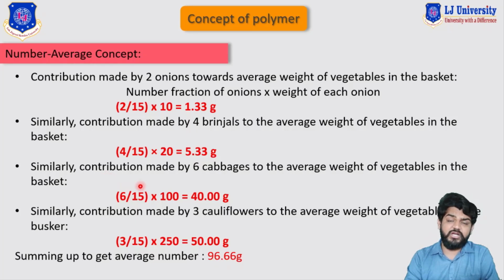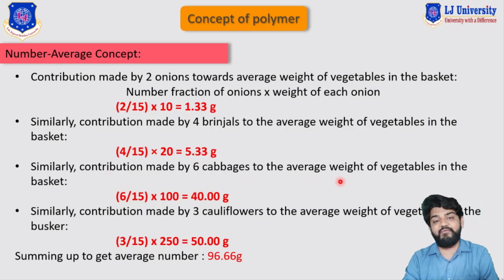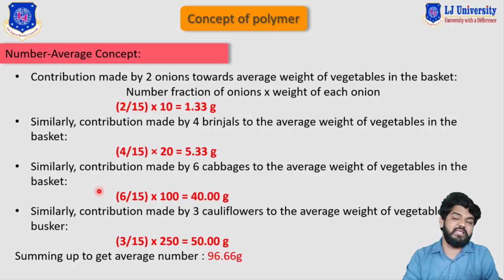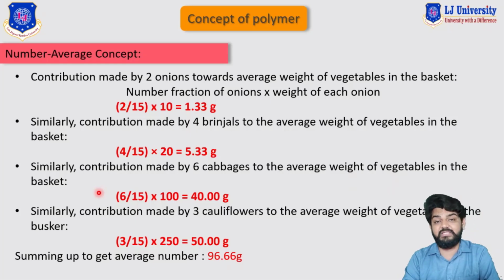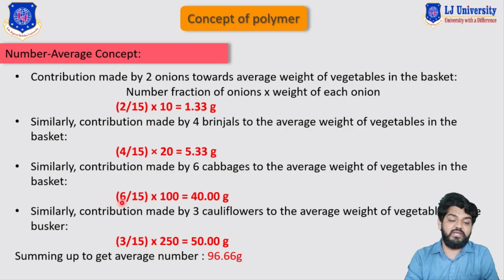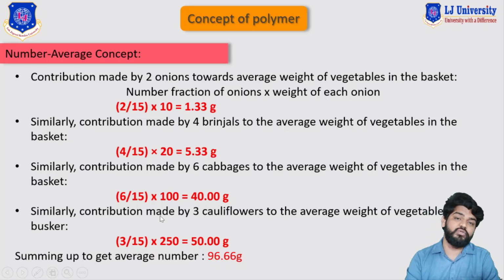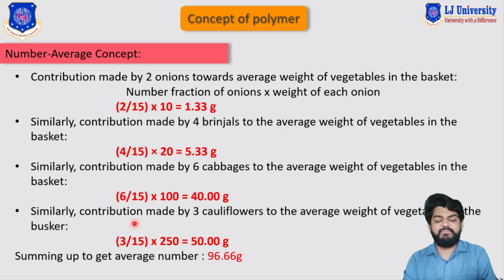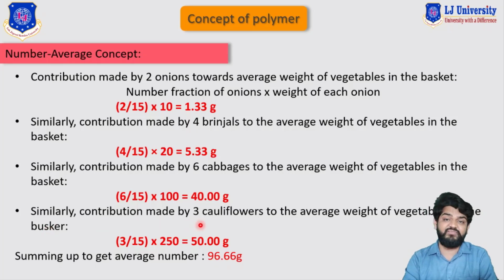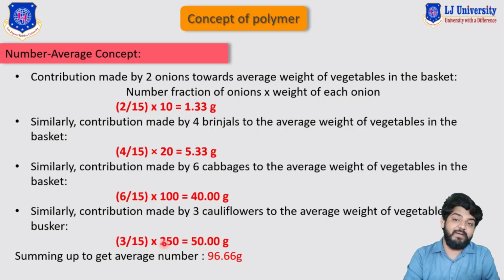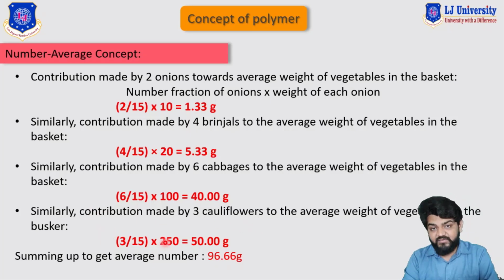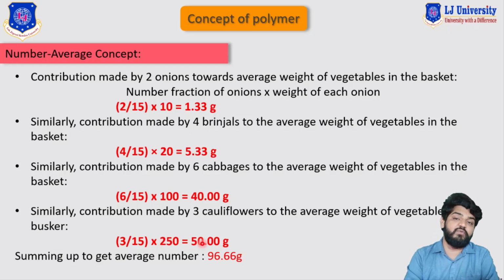Then similarly, the contribution made by 6 cabbage to the average weight of the vegetables in the basket is 6 by 15 into 100 gram, where 100 gram is the individual weight of the cabbage, which leads us to 40 grams. Then similarly, the contribution made by 3 cauliflowers is 3 divided by 15 into 250 grams, which leads us to 50 grams.